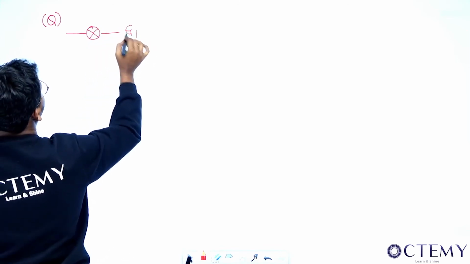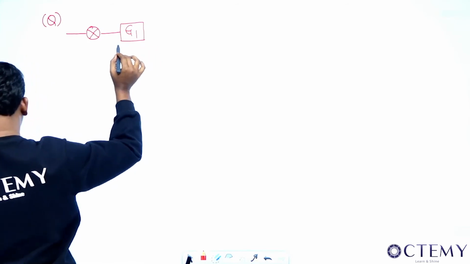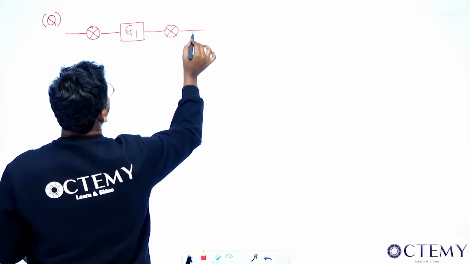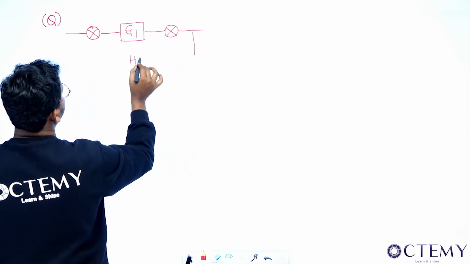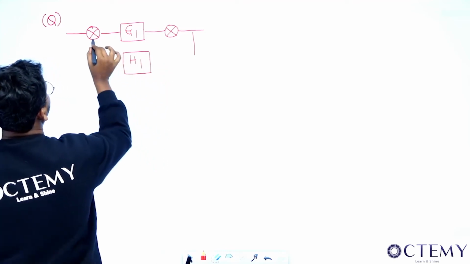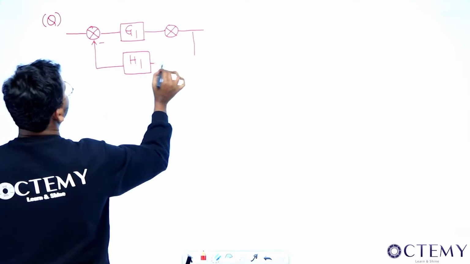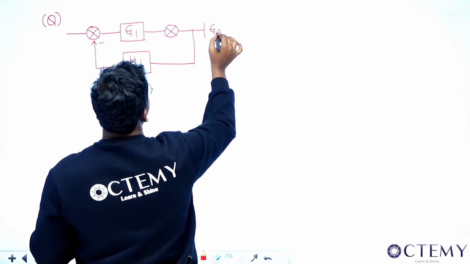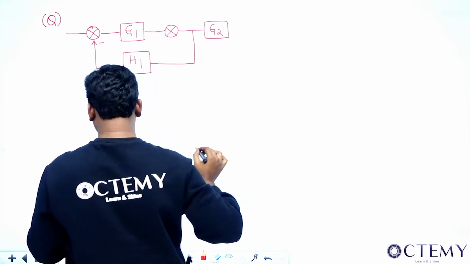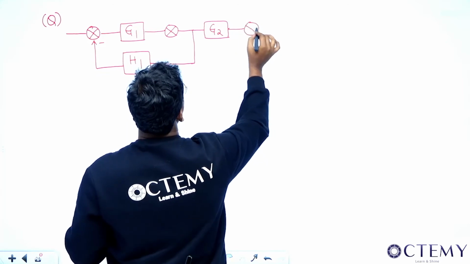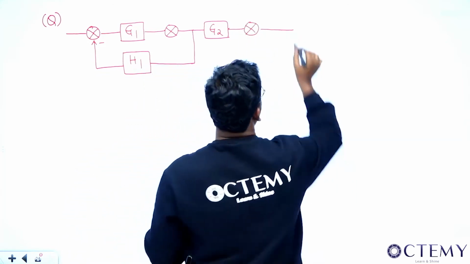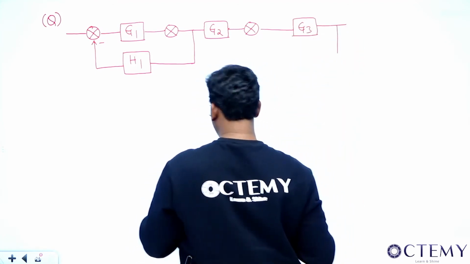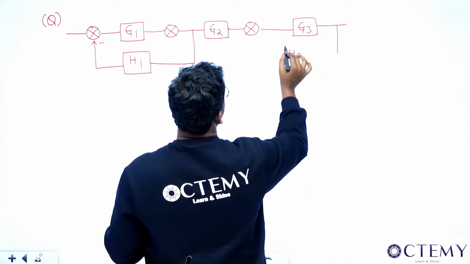This is your G1. There is a summing point here, and after the summing point, you have H1 here, and this is coming in negative feedback like this, right? There is G2 in the middle here, and there is again a summing point here. After that you have G3, and you have H2 here with a negative sign.